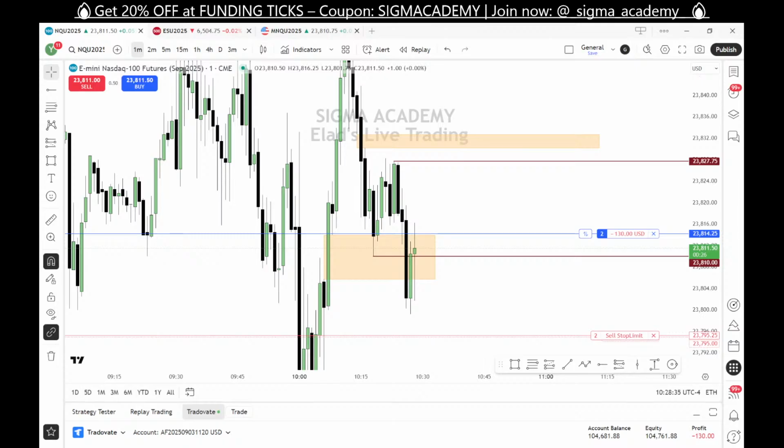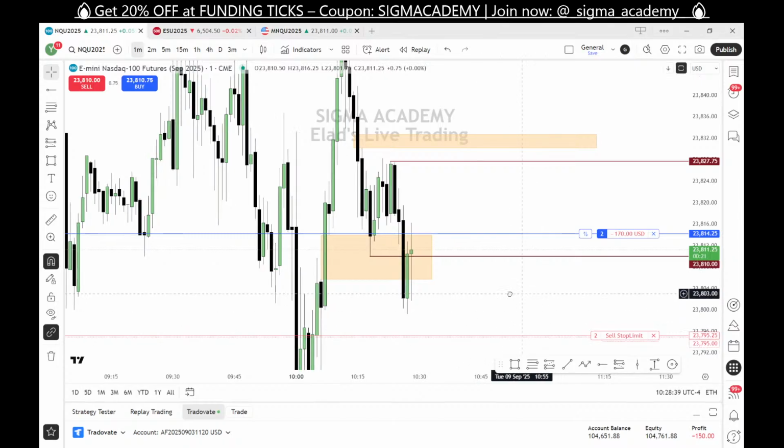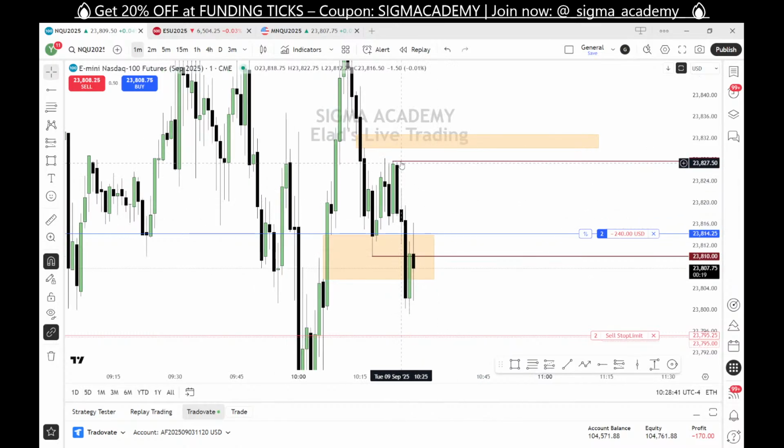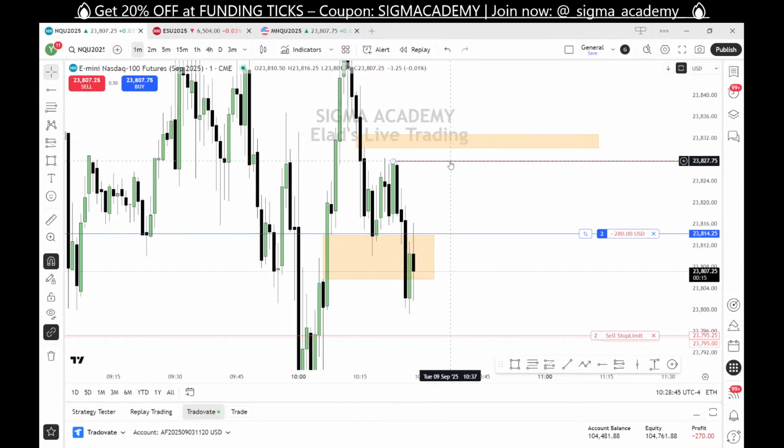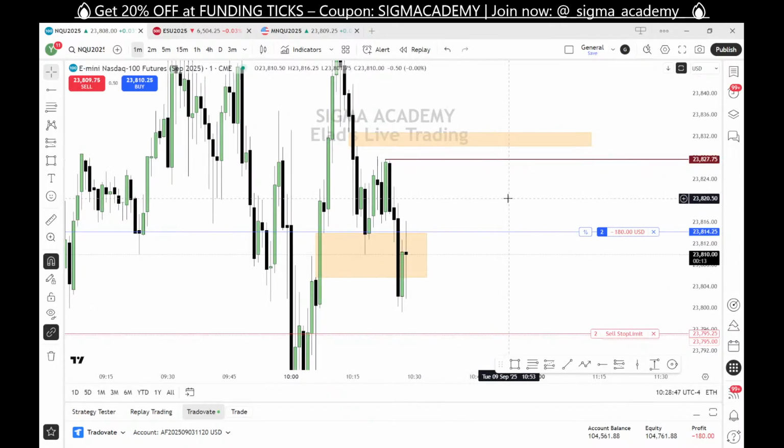Looking good. Looking good for now. This is where I will add to the position. Right here. Maybe if we have a strong reaction from here, somewhere here, above the entry, because I want to move my stop loss a little bit.